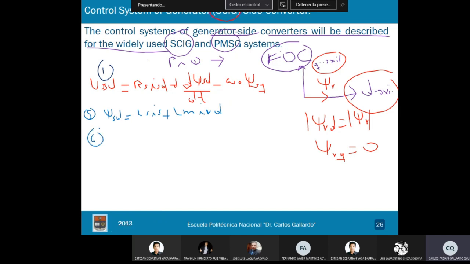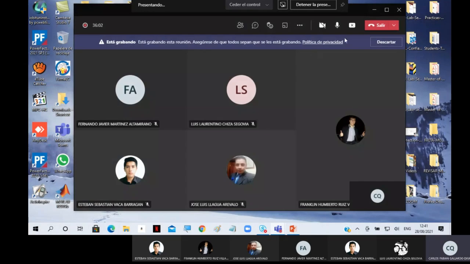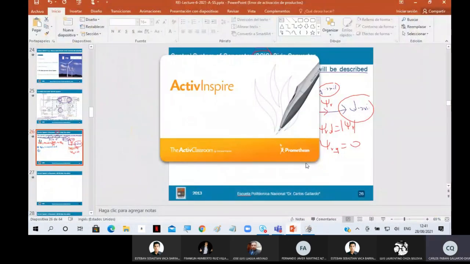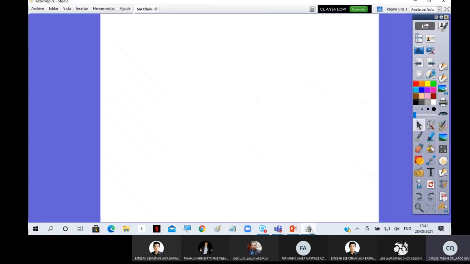What about equation number 6? This is the Q component. I think it's better to use Active Spire, so let's open Active Spire. Meanwhile, let's continue.